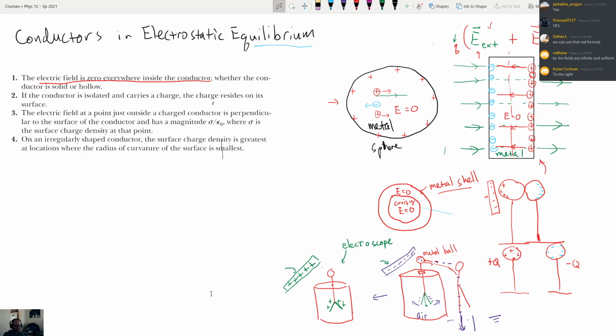Sorry, I didn't mean to interrupt you. Go ahead. And this is how you could find out that there are two different charges. Yeah, it's really easy to prove with this. Exactly, 100%. That's right. Very good point.